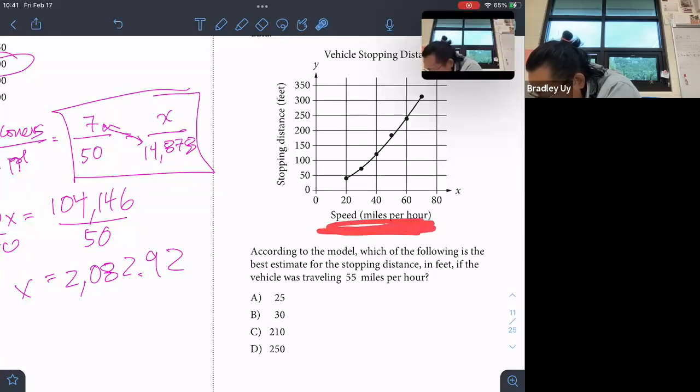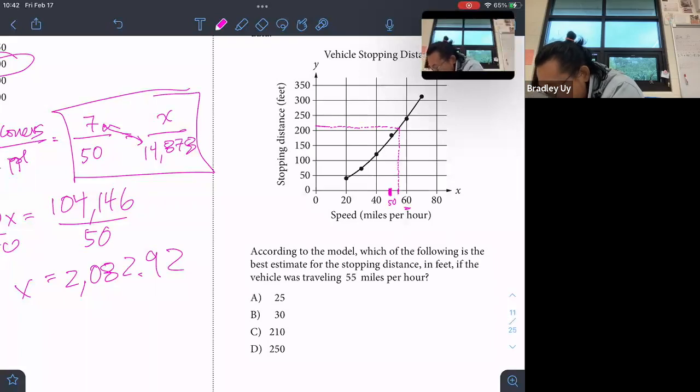So you're going to look on this axis. This is roughly 50, smack dab in the middle. So if that's 50 and this is 60, then 55 is right here. You just trace this graph up to find the stopping distance. That's close to around here, and you toggle over with your eyes over here. That looks to me, without looking at the answers below, as about 220-ish.